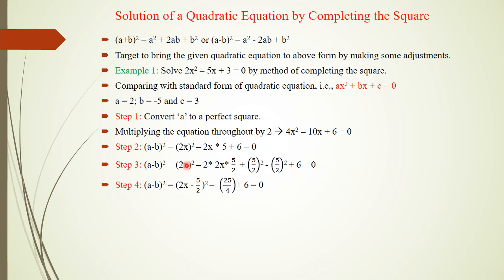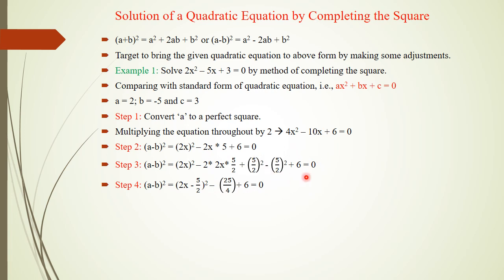Now you can see a minus b whole square is equal to, if you carefully observe these terms here, a square minus 2a into b plus b square. Here b is 5 by 2, a is 2x and this is the 2ab term. Therefore, this term I can completely represent as a minus b whole square, that is nothing but 2x minus 5 by 2 whole square. When I expand this again, I'll arrive at this expression itself. I have simplified this and I have kept it as 2x minus 5 by 2 whole square.